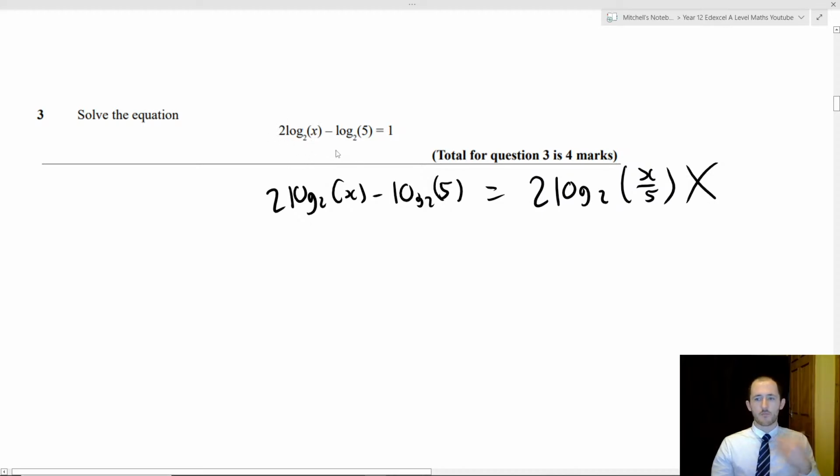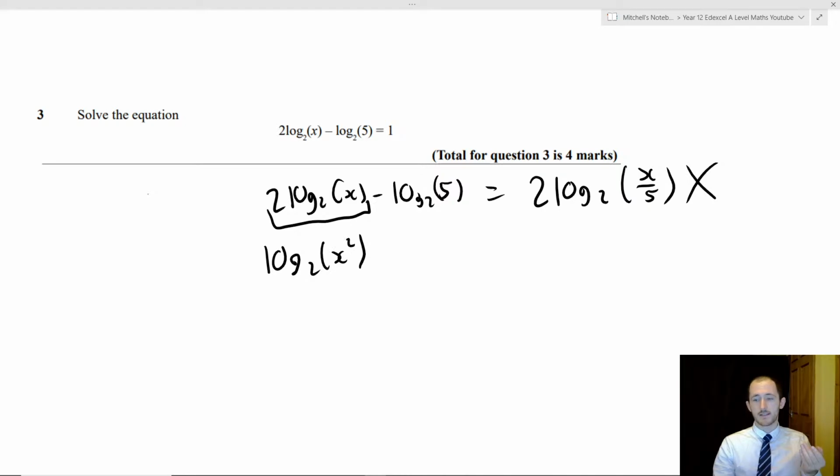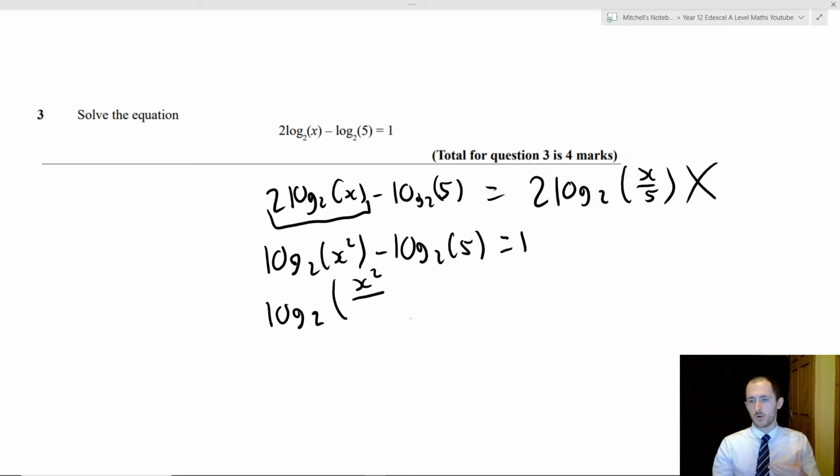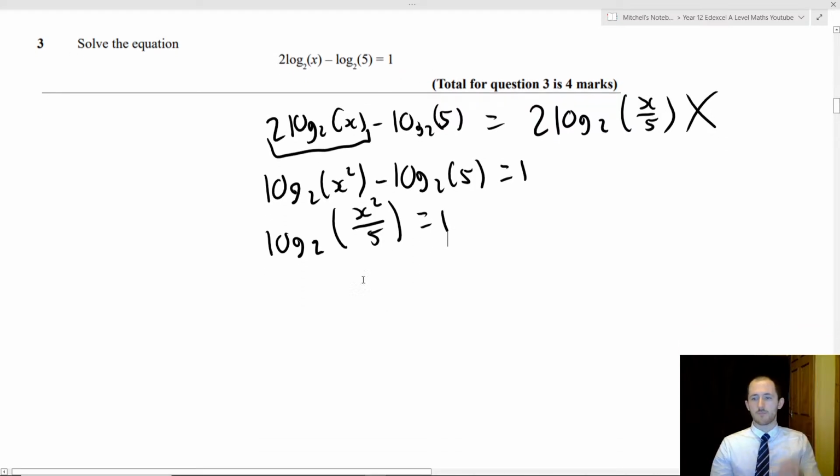So we need to use our rules in reverse now. This will become log 2 x squared. Again, remember the power rule from the beginning, it's just in reverse. Minus log 2 5, and that still equals 1. Now we can use the subtraction rule, which says that if you subtract 2 logarithms, all you do is divide them. Okay, now how do we get rid of logarithms?